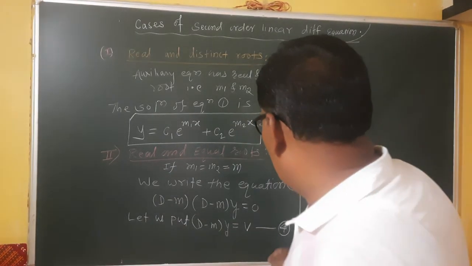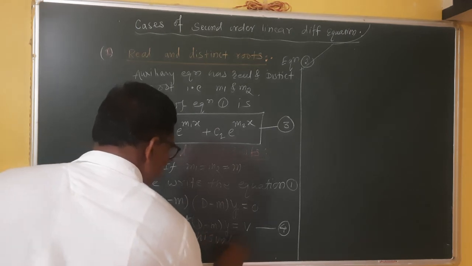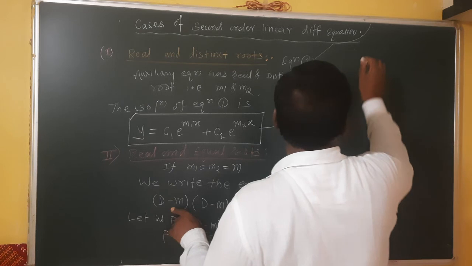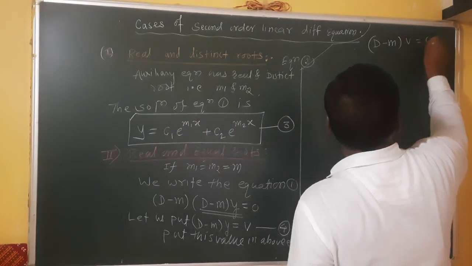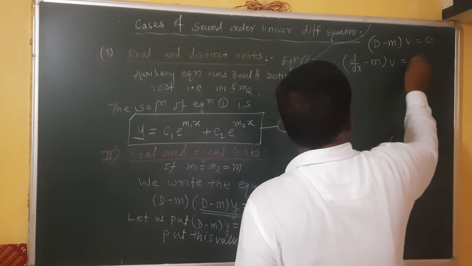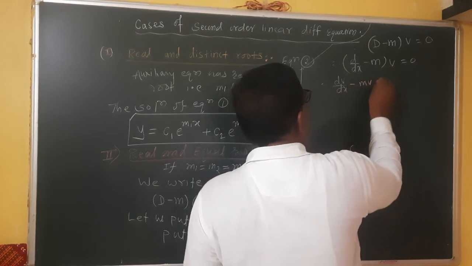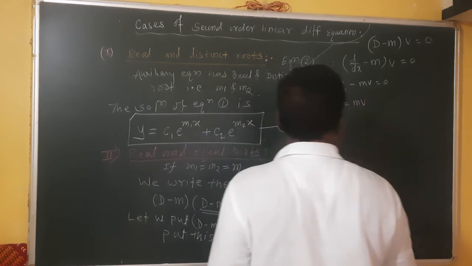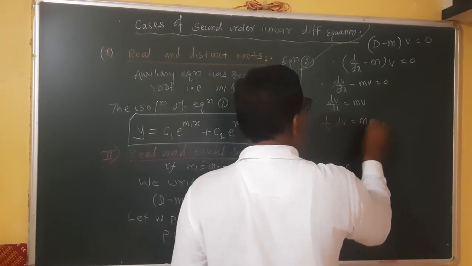First of all, put this value in the above equation. What is the above equation we have? (D minus m) into this factor v is equals to 0. And therefore, we write d as d by dx: (d by dx minus m) v is equals to 0. Therefore, dv by dx minus mv is equals to 0, so dv by dx is equals to mv. Separate the variables: 1 upon v into dv is equals to m into dx.